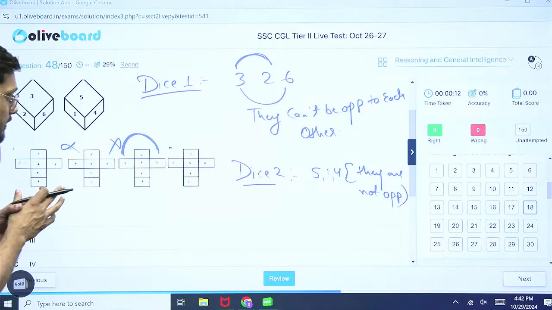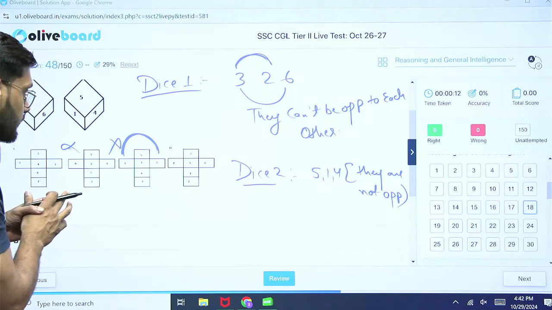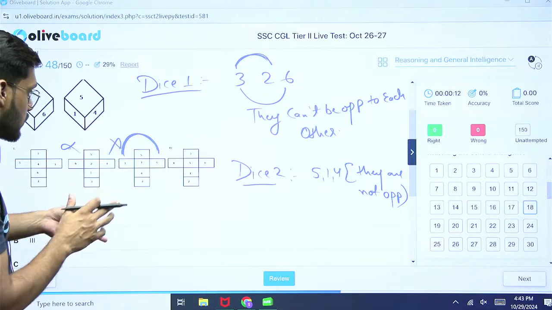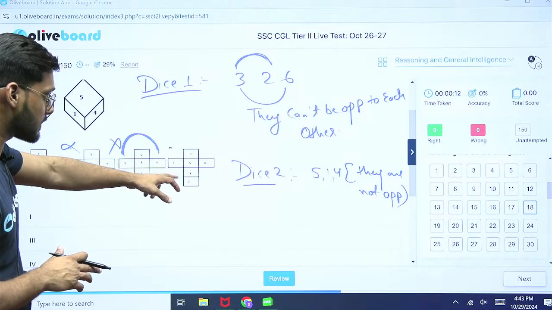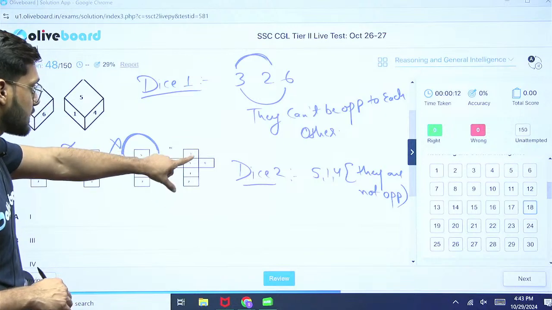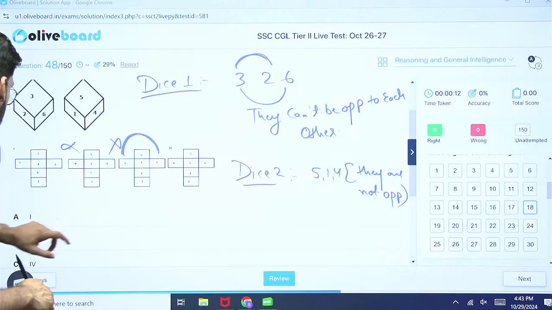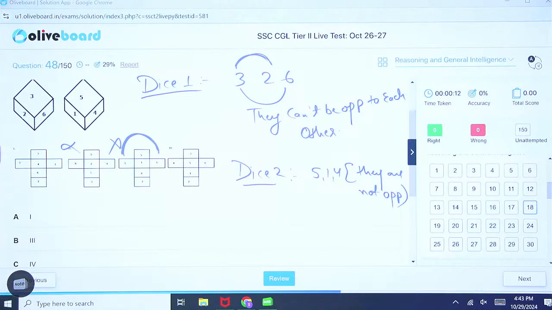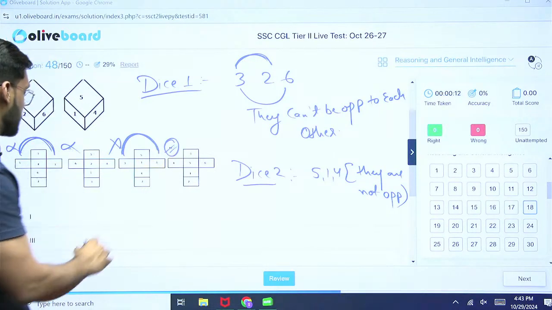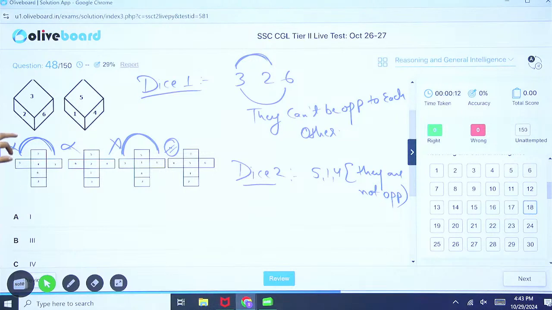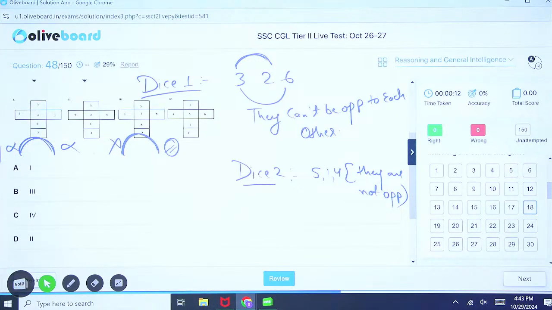Now 1 and the 4th dice: 5, 1, 4. Alternate to 5, 1 and 4 should not be there. Alternate to 3, 2 and 6 should not be there. And here in this one, 5 alternate, 1 and 4. Okay, in this question alternate of 5 is 1, hence this cannot be made. Only I guess the fourth one can be made, and hence C should be the right answer.